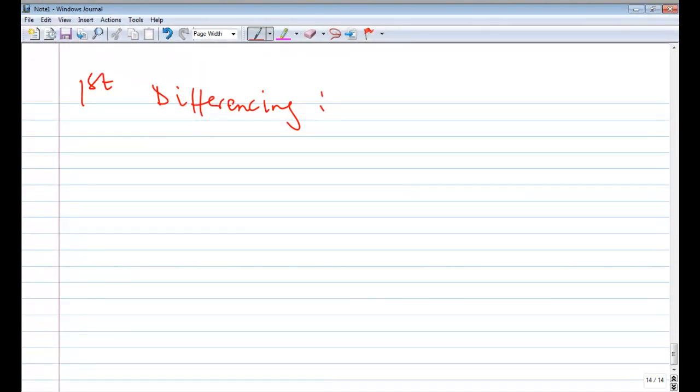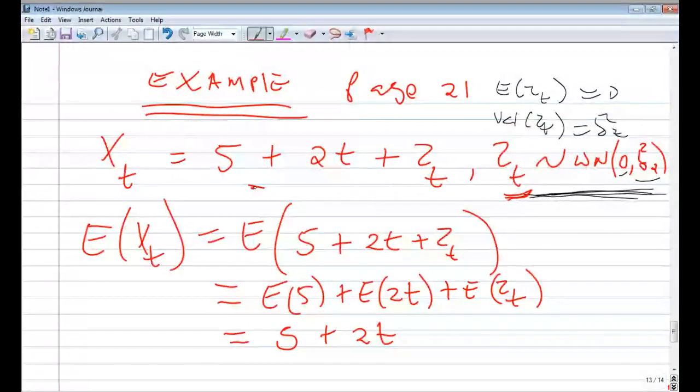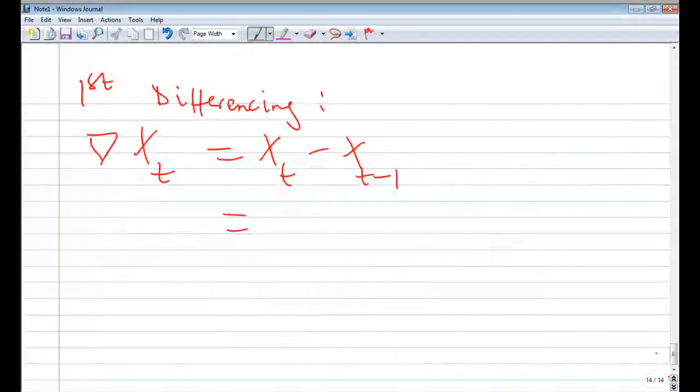Do you still remember the formula for first differencing? It's changing xt equal to xt minus xt minus 1, isn't it? Now, you know that xt is equal to the whole of this. So we substitute there: 5 plus 2t plus zt, then minus. This minus is this one. Open brackets, xt minus 1. Where there is t, you put t minus 1. Where there is t minus 1, you put t minus 2, and so on.